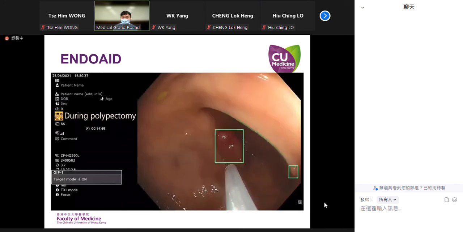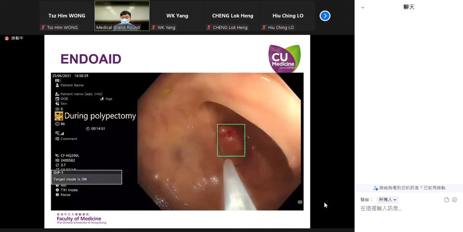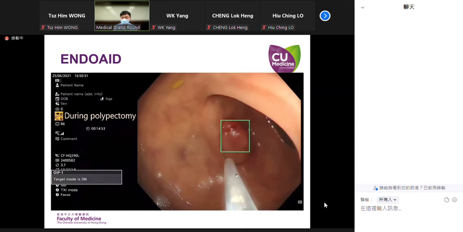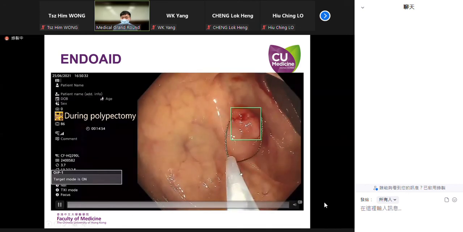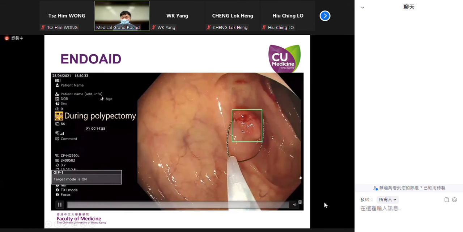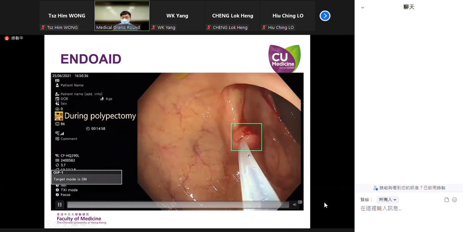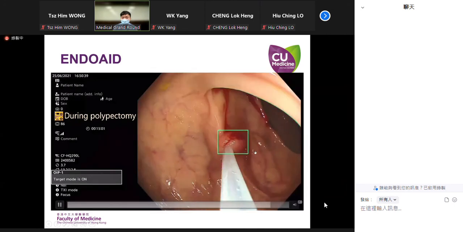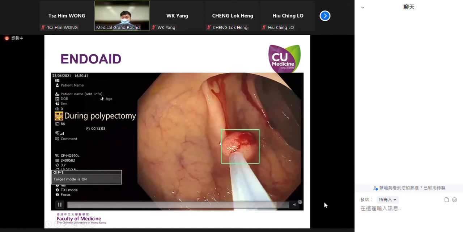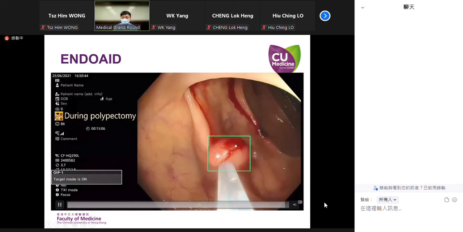And then during polypectomy, this is an instrument that we call a Hausner. We are using it to grab the lesion and then use electrocautery to remove the lesion. We can see that even during polypectomy, the lesion will still show up on the screen with a green cursor. Yeah, so the polyp is removed.